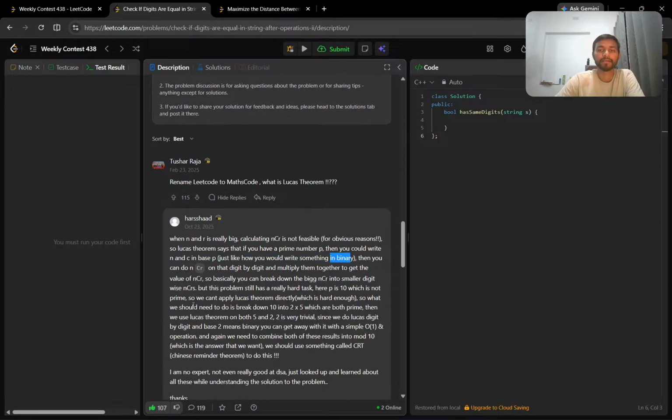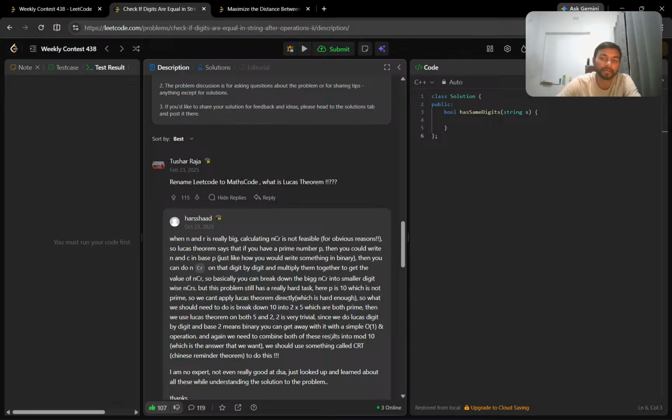Something in binary, then you can do nCr. But this problem still has a really hard task here. P is 10, which is not prime, so we cannot apply the Lucas theorem directly, which is hard enough. So what we need to do is break 10 down into 2 times 5, which are both prime. Then we can use Lucas on both 5 and 2.